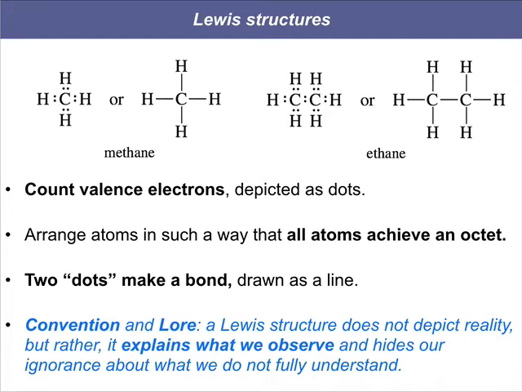These structures, like I mentioned, are Lewis structures. So we are basically taking an atom with its valence electrons and arranging those valence electrons with other atoms so that as many atoms as possible can have a full valence shell. The way we're generally going to do this is we're going to count the valence electrons in each atom. We're going to arrange the atoms in such a way that all atoms achieve an octet. 2 dots make a bond, so 2 electrons make a bond, and we represent that as a line.